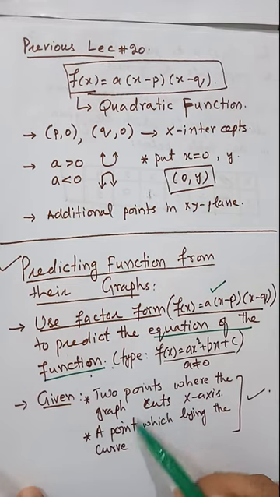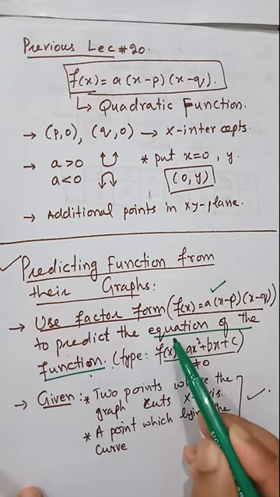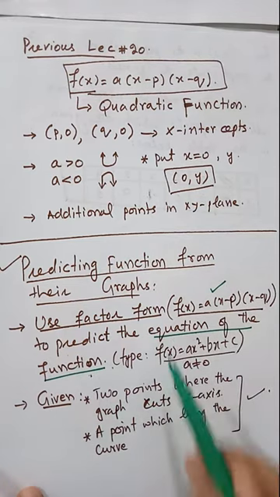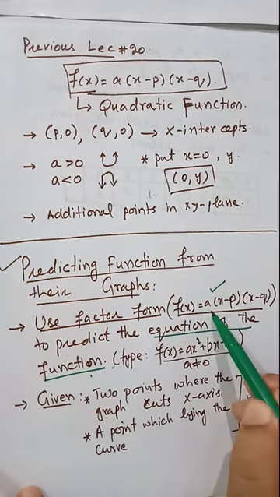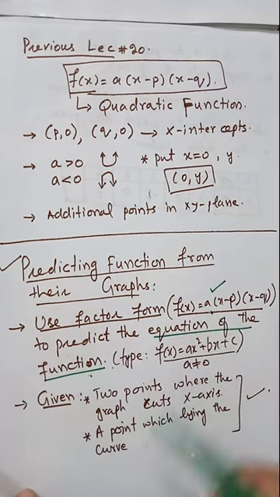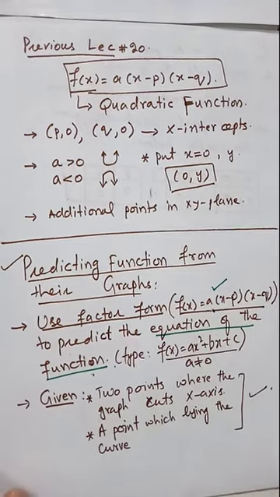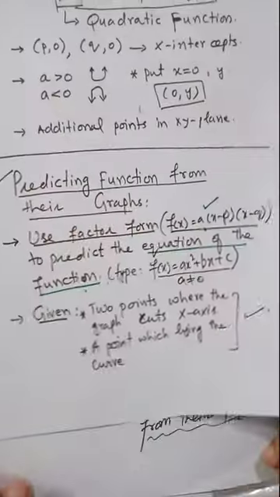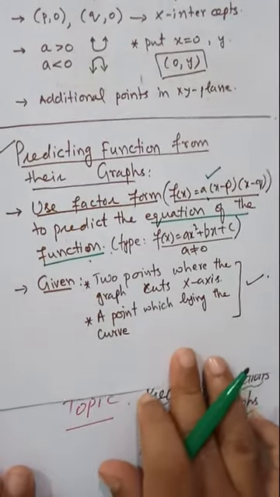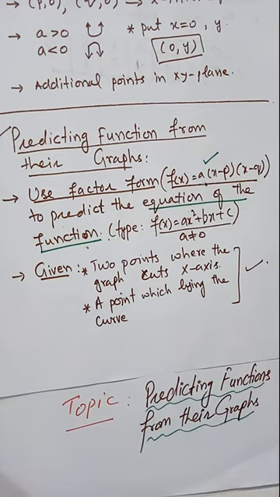So by using these two given points, predicting this equation, we also use this factor form. So this is the way to predict the equation of the function. Okay, so to explain these points in a little more detail, I am taking an example. The method that we discussed here can be explained through the following example.